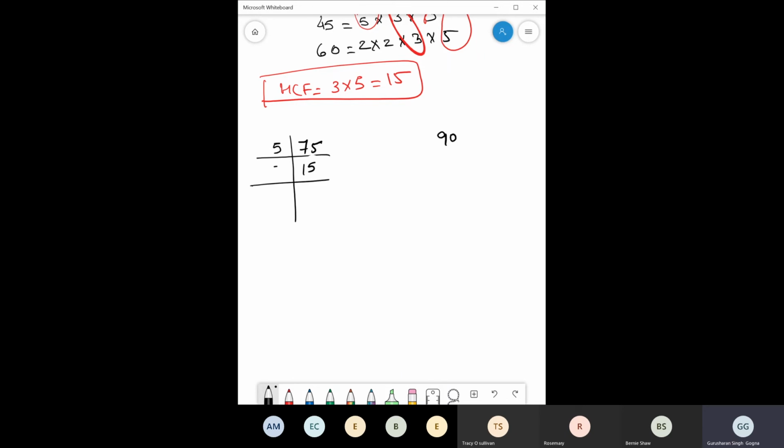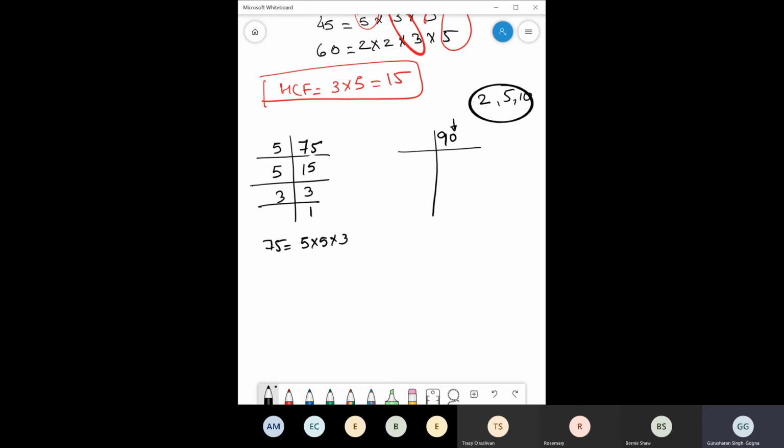Okay, then 5 by 3, and then 3 by 1. So 75 can be written as 5 by 5 by 3. Let's start with the 90. When you have 90, what's the first digit here? 0. If the digit is 0, that number is divisible by 2 and 5 as well as 10.